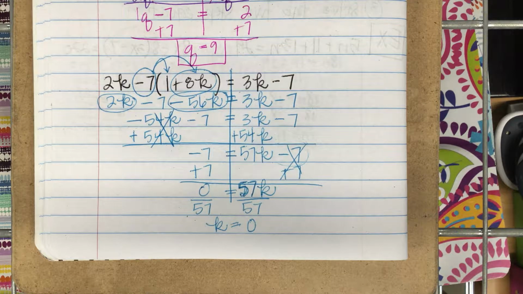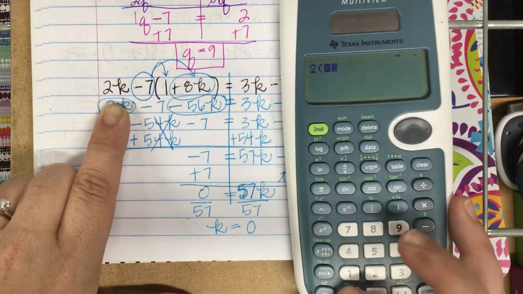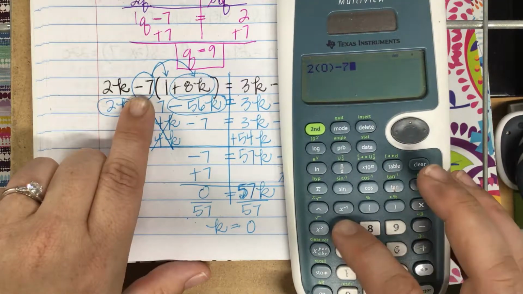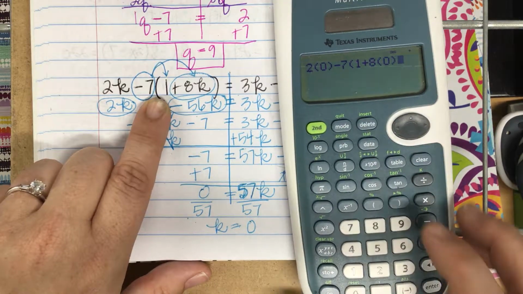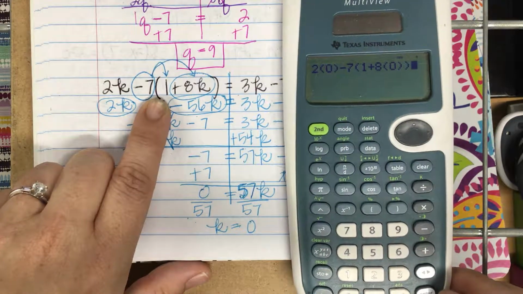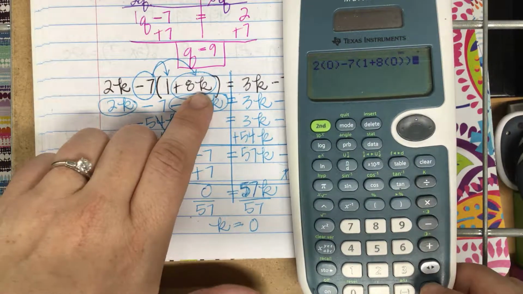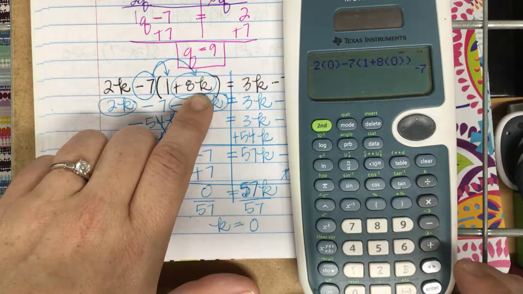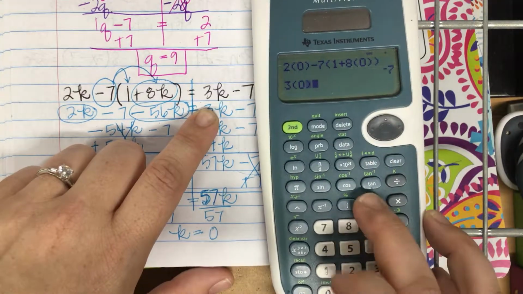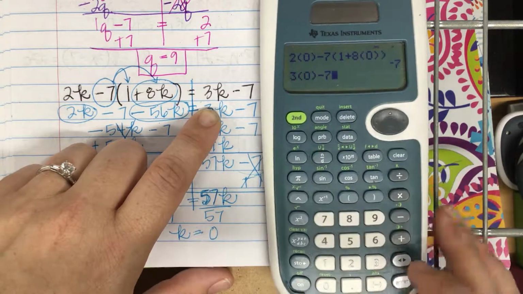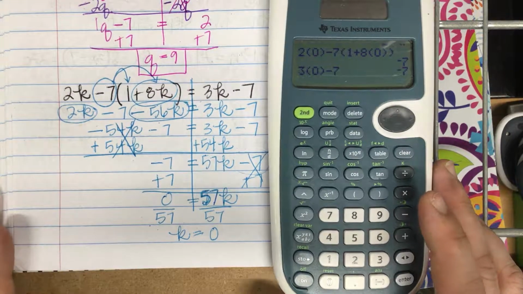I can check it. Go up here. 2 times 0 minus 7 parentheses 1 plus 8 times 0. Right? I put 0 in for my k's, and I get an answer of -7. Then I'm going to test this one. 3 times 0 minus 7, and I get an answer of, you guys, we did it right.